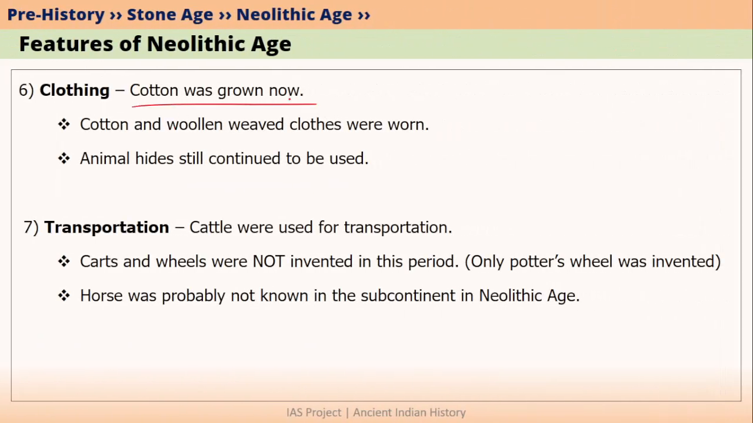Cotton was grown for the first time in Neolithic age. Therefore, Neolithic age people also wore cotton clothes. Apart from cotton clothes, they also wore woolen weaved clothes. However, they still continued to use animal hides for clothing purpose.